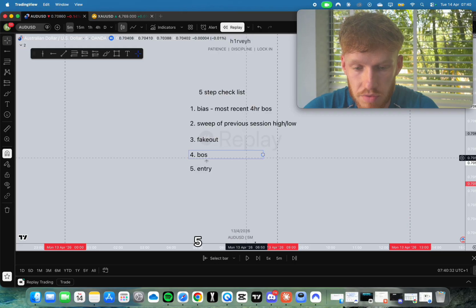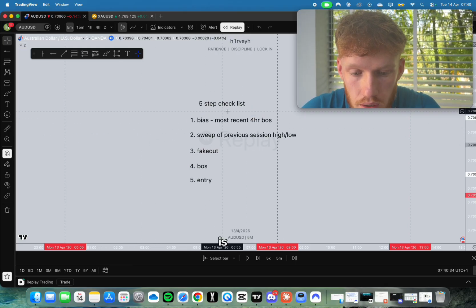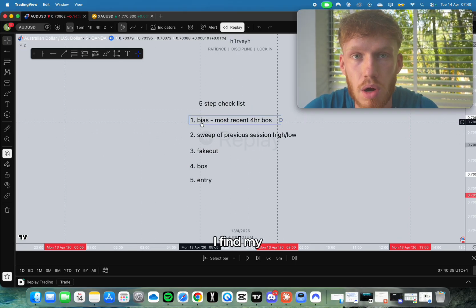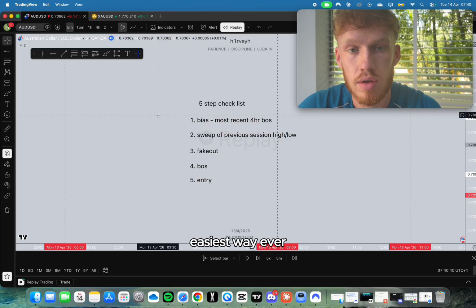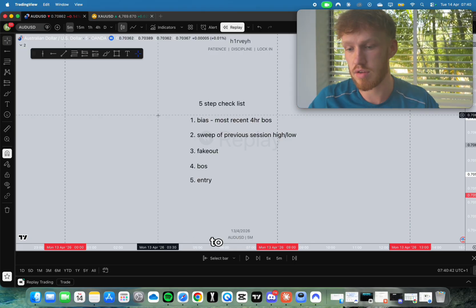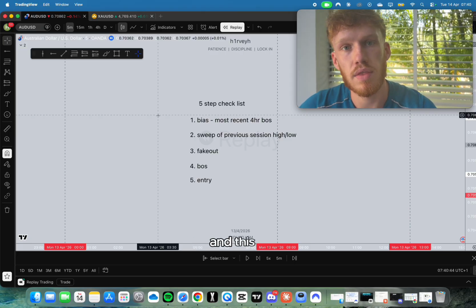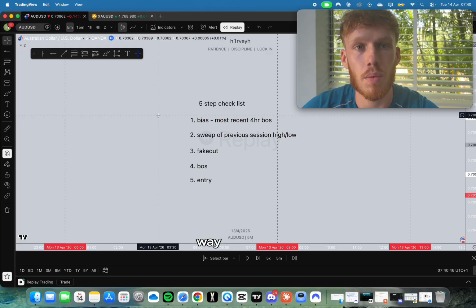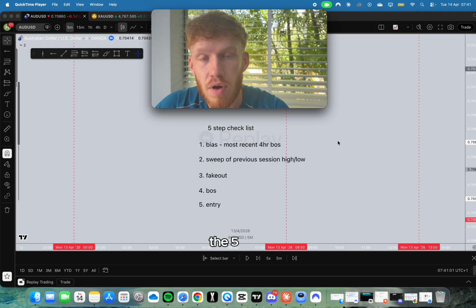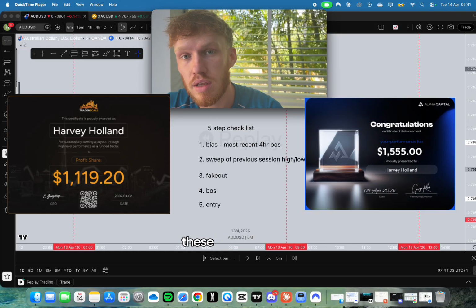So here, the 5-step checklist that I use daily is, I find my bias. And the way that I find my bias is probably the easiest way ever. I've been through multiple strategies to end up on the one I'm on now. And this is the easiest way I've traded, and it's the way I've made the most money. So this is the 5-step checklist, which has got me payouts like these ones recently.